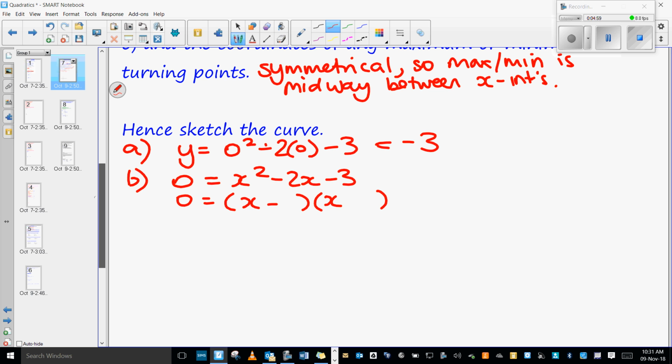One's negative, one's positive, because we know we're going to multiply to get negative 3. What's the only way of multiplying something to get negative 3? 3 and 1. That's good. You will have it as negative 3 and positive 1. We've reviewed this. That means that our two values are plus 3 and minus 1.